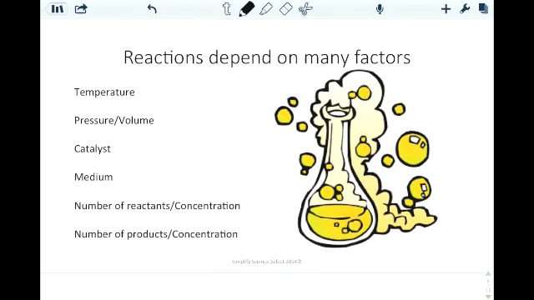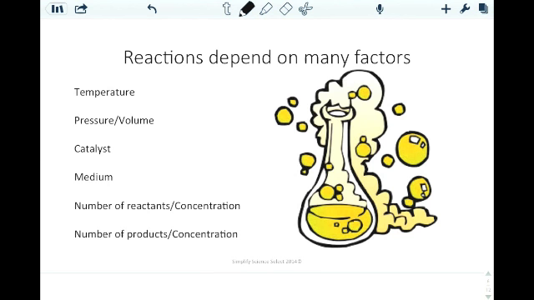A catalyst. Catalysts are great to use, and they can increase how much we produce. A catalyst is just something that speeds up the reaction. It helps the reaction along. It doesn't really take part in it, but it helps and speeds it up. A medium, what the reaction is in. Is it an aqueous solution? Is it a gaseous solution? Whatever the medium is, that can affect the reaction.